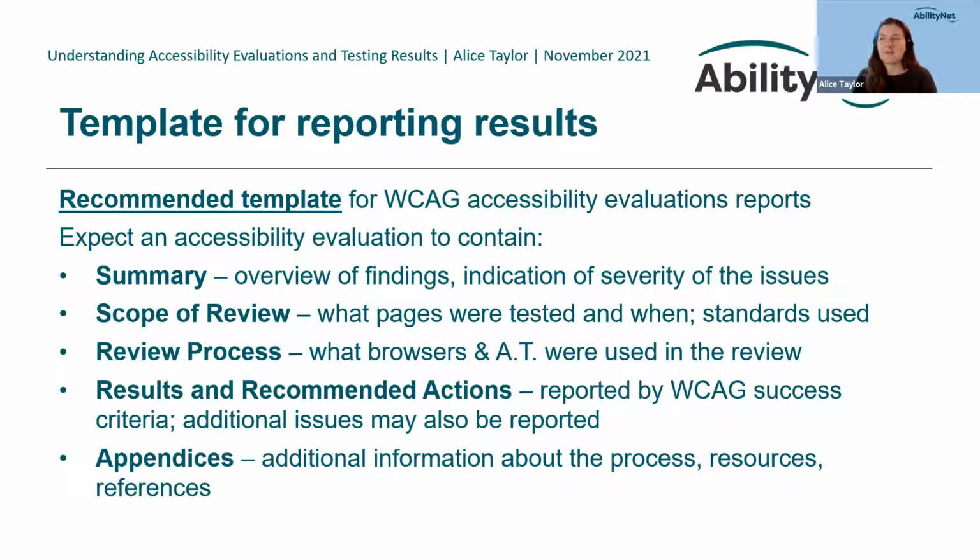So firstly, a summary. This should contain an overview of findings and also indicate the severity of the issues. So this summary can be really useful because it can be something you might want to give to senior management, for example. Because it will help show you the bottom line of where you're at with accessibility and detail what's been found, as well as who it impacts. And then it should also contain a scope of the review. So this should detail what pages were tested and when, and also any standards that were used. So this should be really clear to identify exactly what's been tested and to what standard.